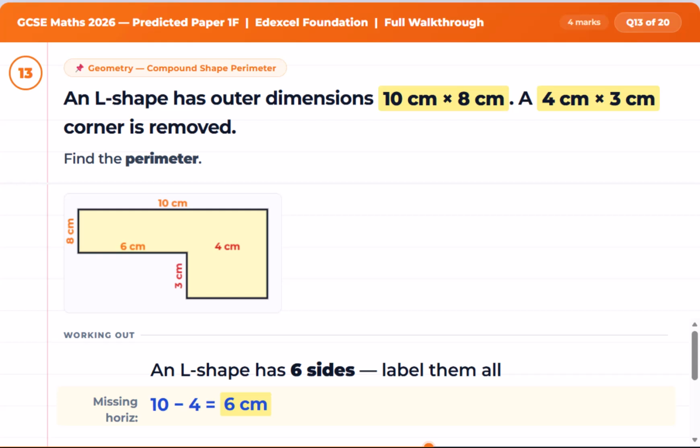The missing horizontal side equals 10 minus 4 equals 6 centimeters. The missing vertical side equals 8 minus 3 equals 5 centimeters. Add all 6 sides. 10 plus 8 plus 6 plus 5 plus 4 plus 3 equals 36 centimeters. The perimeter of the L-shaped compound shape is 36 centimeters.